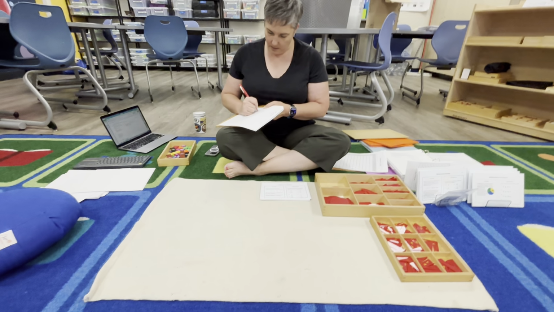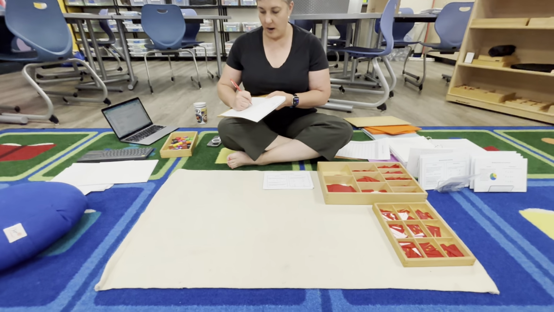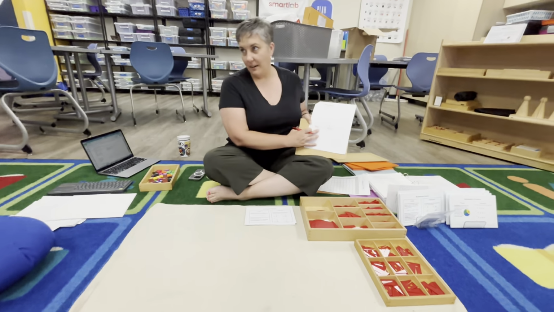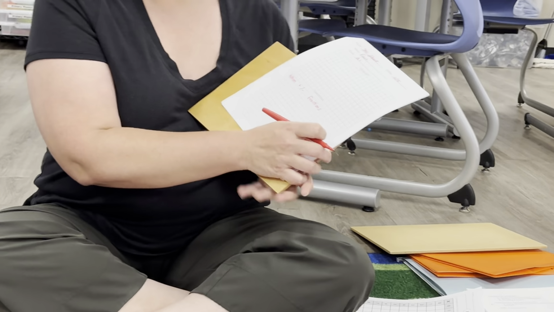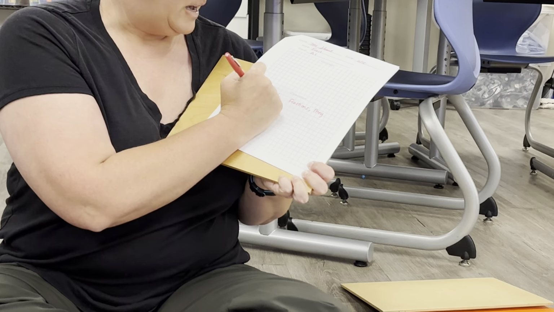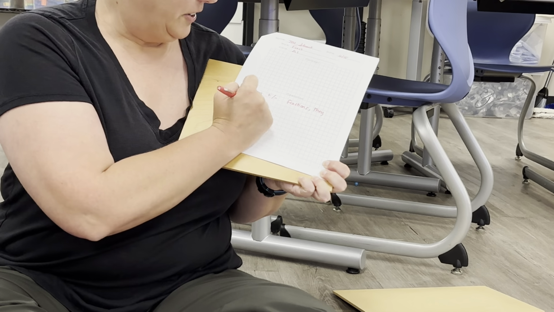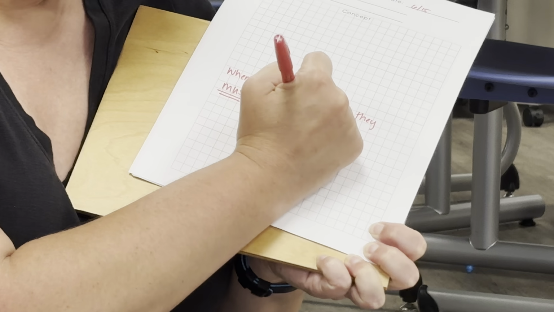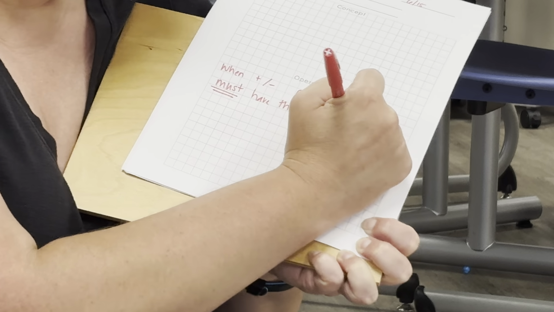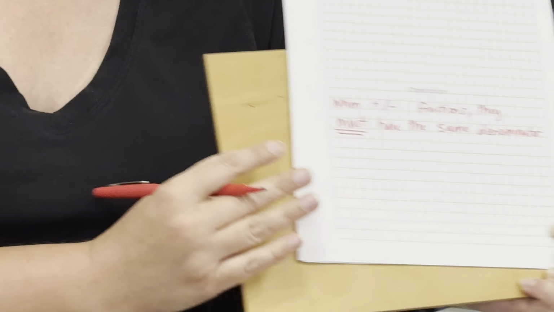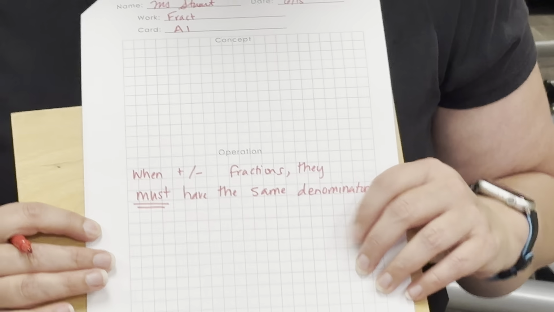So when adding and subtracting fractions, and I would just write a plus and minus because I'm trying to save some time for us, right? Because that's a lot to write down. They must, and I'm going to underline that because it's really important, have the same denominator. And this is going to be something that we'll come back to, so you have to make sure you remember because this is the most important thing to remember.